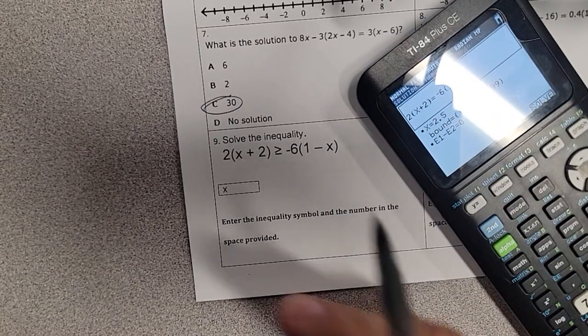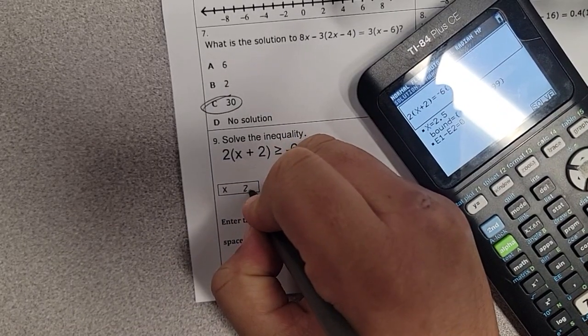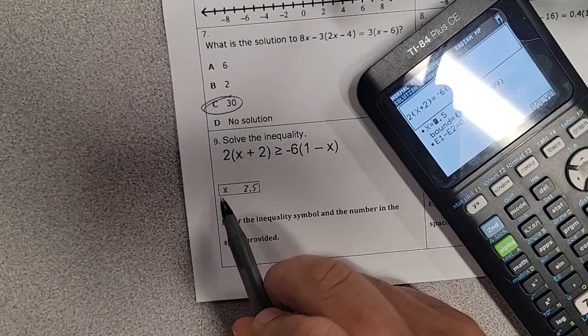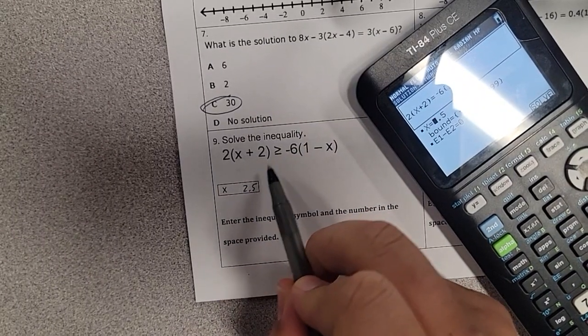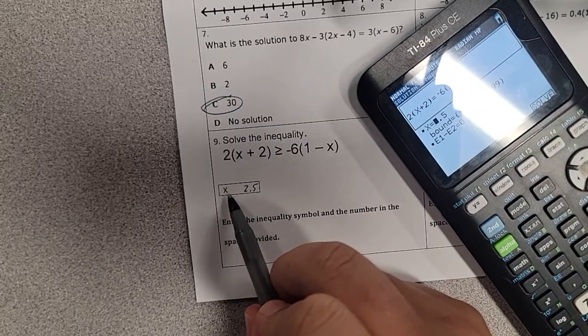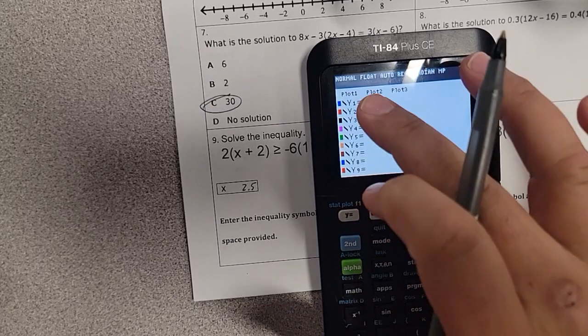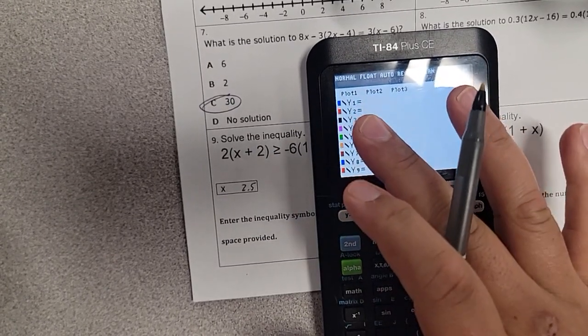Okay, now here's the thing though. Leave some space in the middle. 2.5. Now I don't know which way my symbol is going to go yet. All I know is that there's a line under it, but which way is it pointing? Well, that's why I need the y equals for. It's going to tell me which way it's pointing, because it might change.